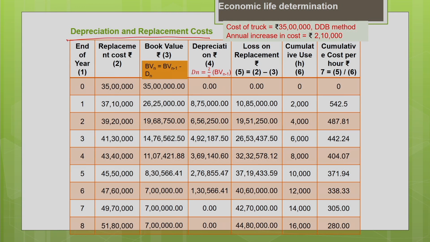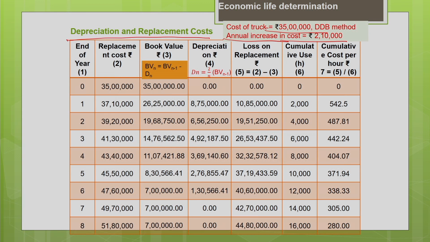As I told you, due to inflation there is an increase in the cost of the machine every year. It is given as input data in the problem that the initial cost of the truck is 35 lakh, and the annual increase in the cost, you can see, is 2,10,000 every year.